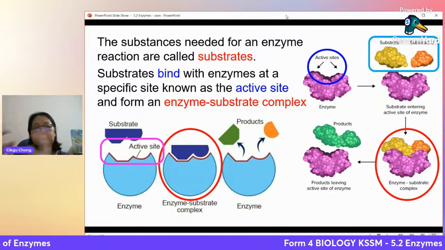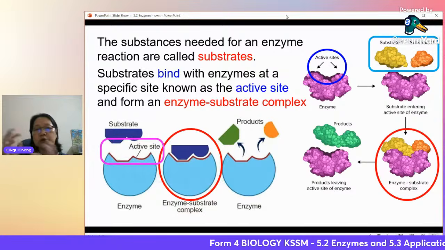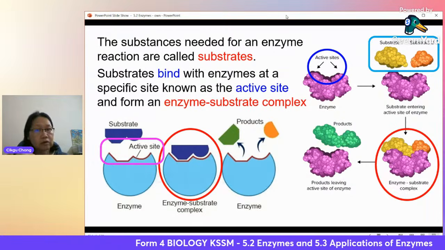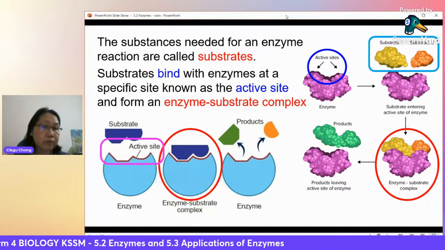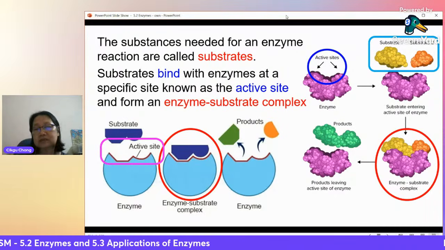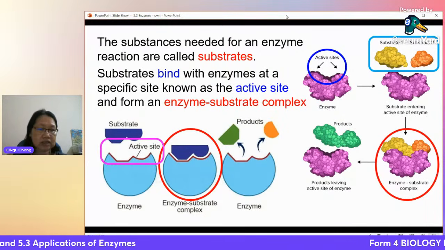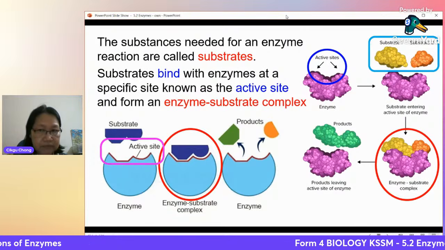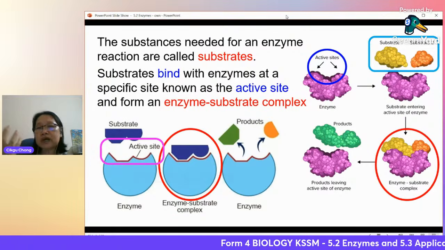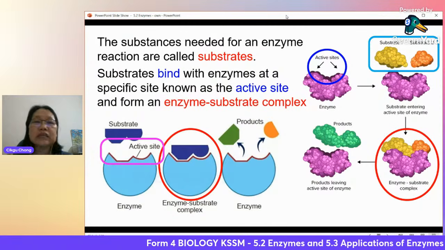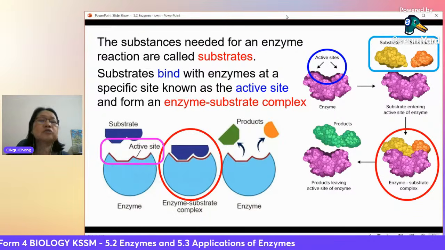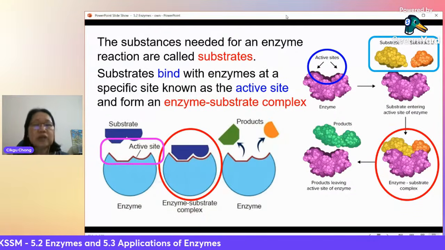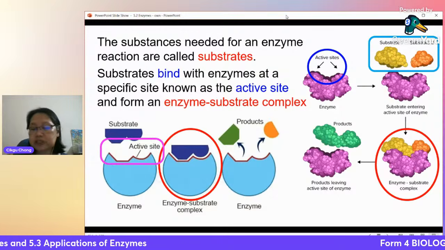And after that, you will see the reaction happens between whatever substances, either to make or to break. Either it's a catabolic reaction or an anabolic reaction. That's 5.1. So if it breaks apart, you will see the products, and the products will leave the active site. Same thing, when the product is joined together, it will also leave the active site, making way for another substrate to go in, to continue to carry out the reaction.